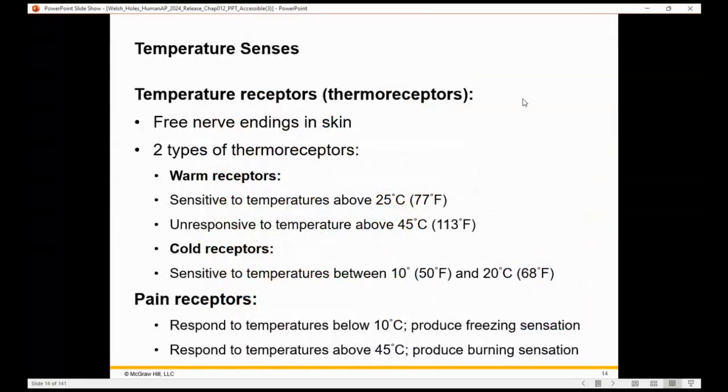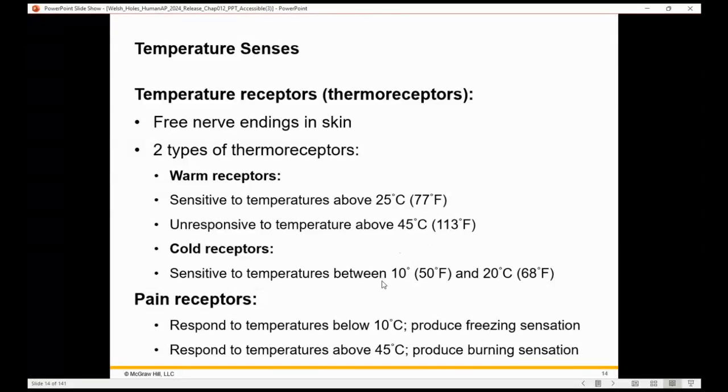The temperature senses. Temperature receptors are also referred to as thermoreceptors. They are free nerve endings in your skin. And there are two types of thermoreceptors. You have warm receptors that are sensitive to temperatures above 25 degrees Celsius or 77 Fahrenheit. They are unresponsive to temperatures above 45 degrees Celsius or 113 Fahrenheit.